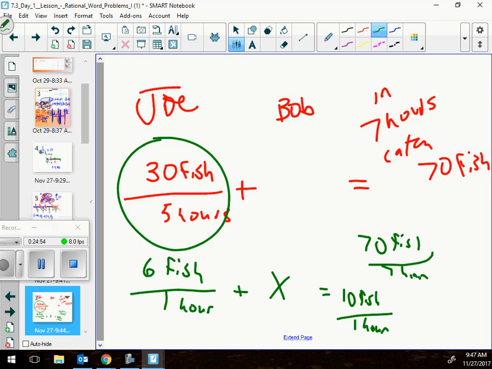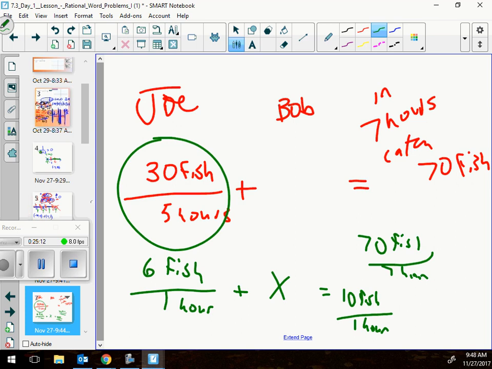So what's X got to be? 6 fish per hour plus X must be 4 fish per hour, which would equal 10 fish per hour. So Bob catches fish at the rate of 4 fish per hour.